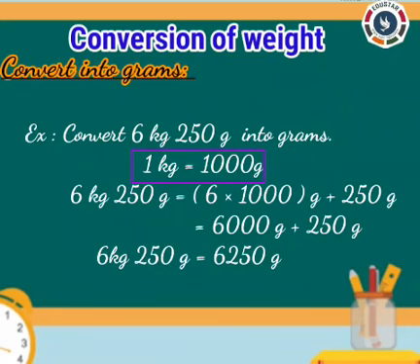If you add these, you will get 6250 grams. Therefore, 6 kilogram 250 gram is equal to 6250 grams.